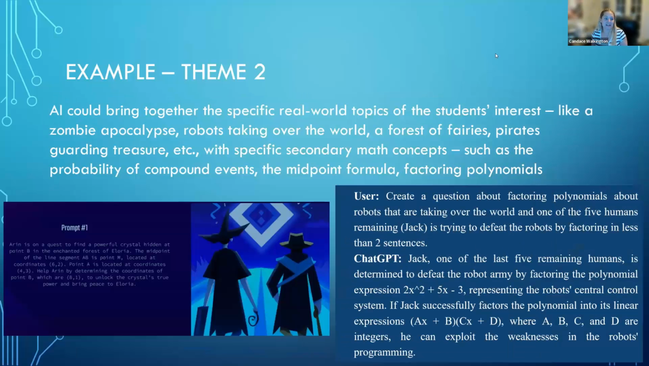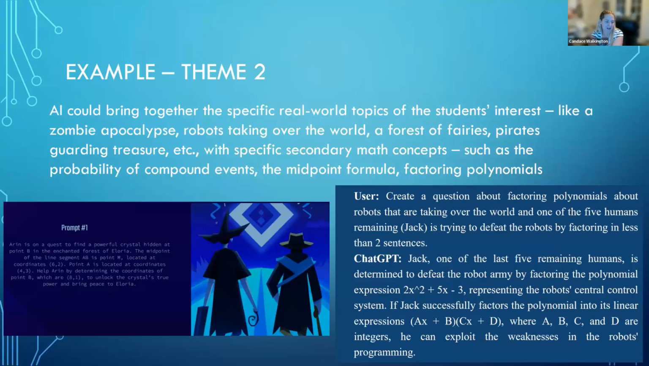Okay, so our second theme: AI could bring together specific real-world topics of the students' interests, like a zombie apocalypse or robots taking over the world or a forest of fairies or pirates guarding treasure, and connect it to specific concepts from secondary mathematics that the girls were confronting in their math classes, like the probability of compound events, the midpoint formula, or factoring polynomials.